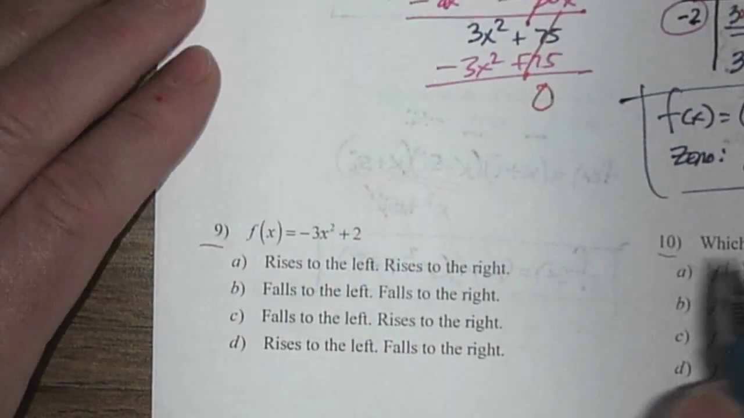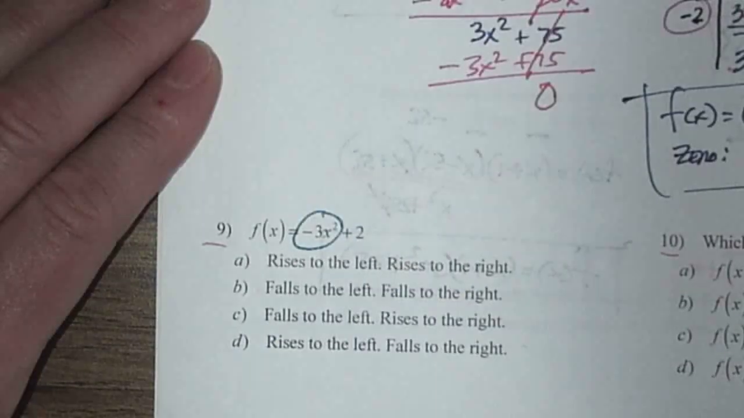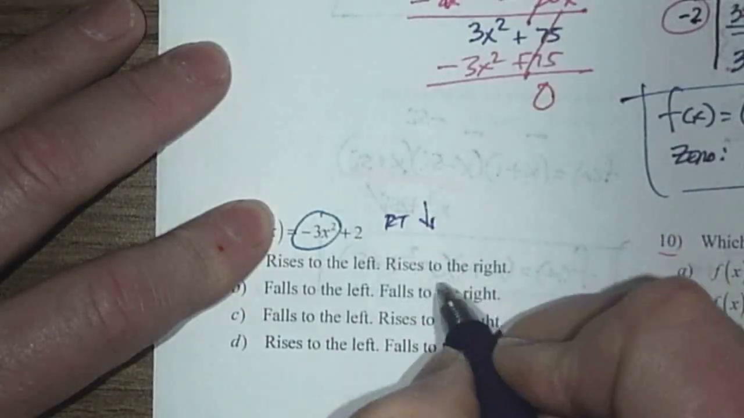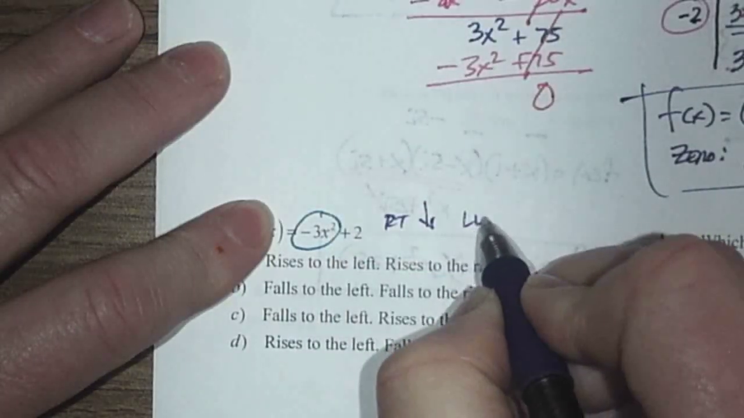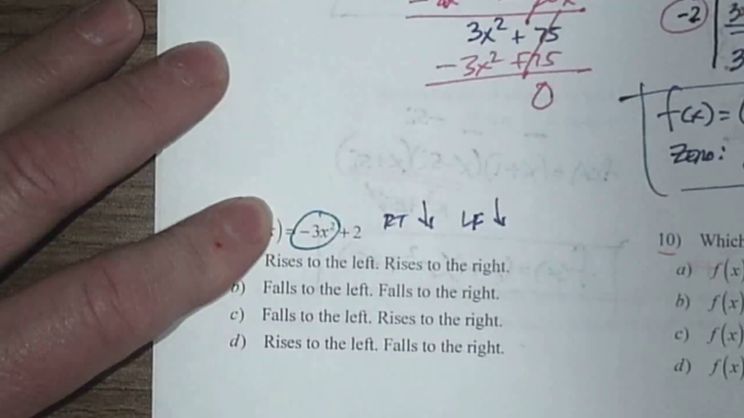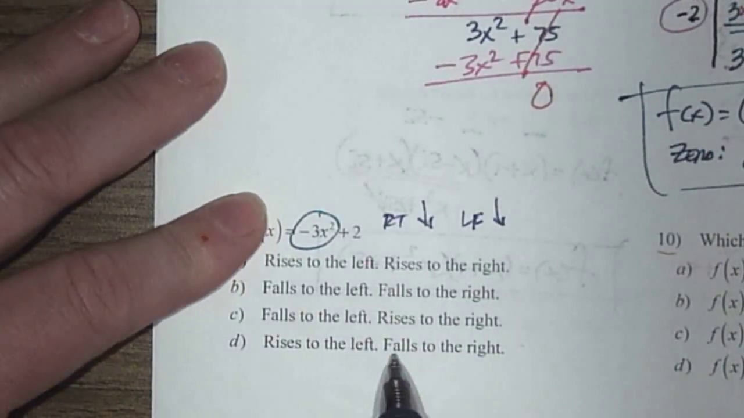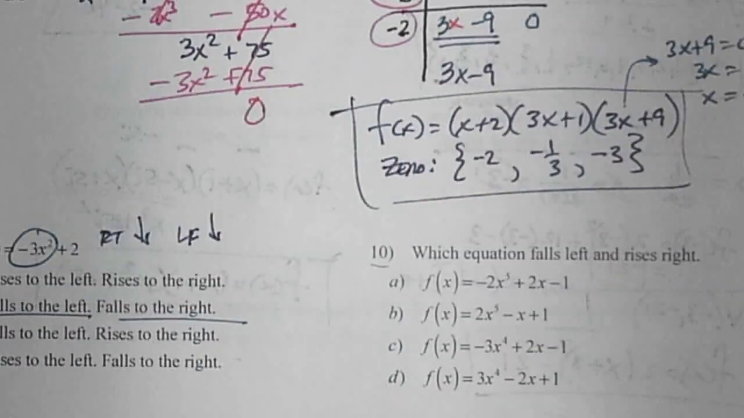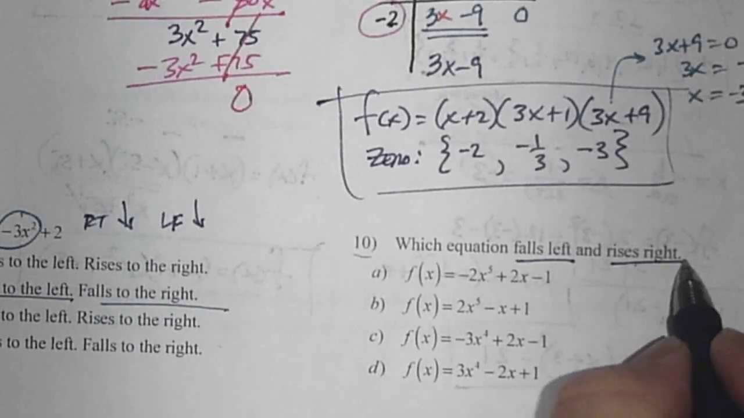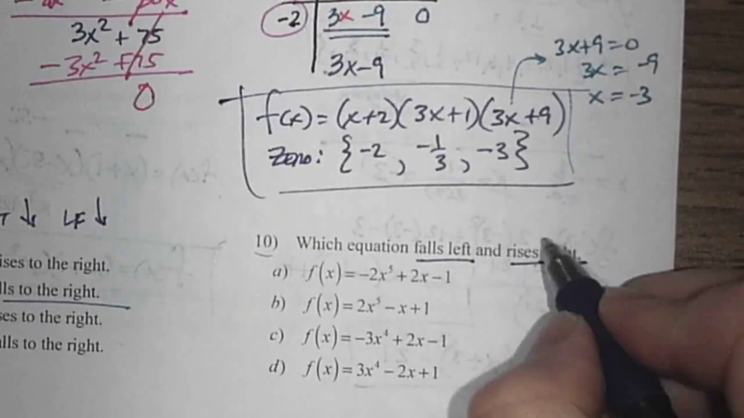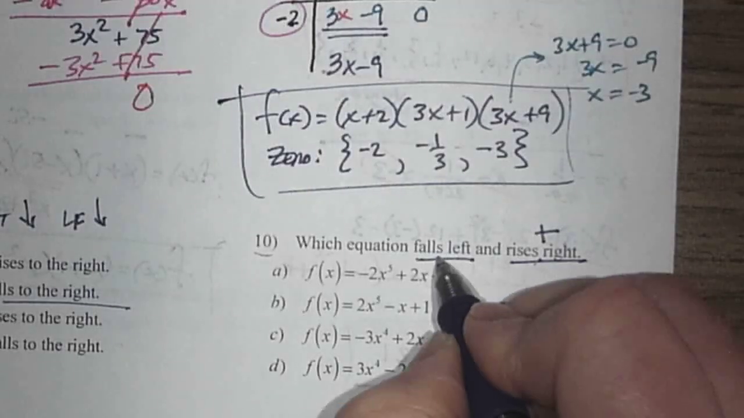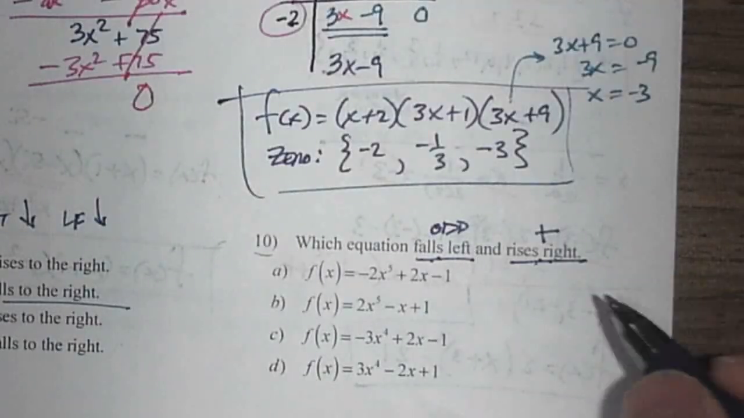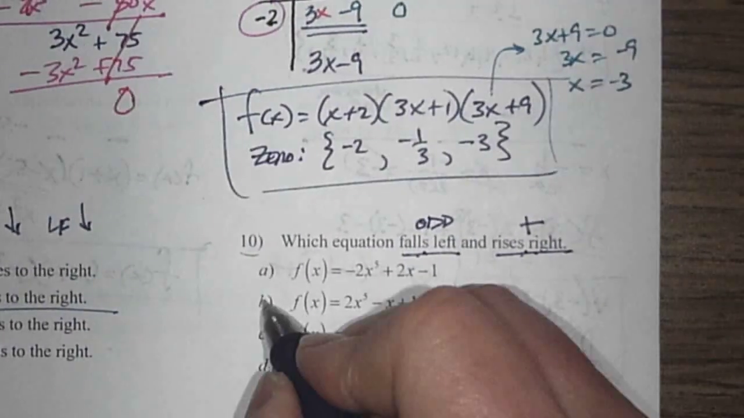Couple of multiple choice. What does this do? Okay, it's negative, so the right is going down, and it's even, so the left goes the same. So falls and falls. B, falls and falls. Which one falls left and rises right? Well, if it rises to the right, that means it's positive, and if it goes the opposite of the right, that means it was odd. So which one is positive and odd?